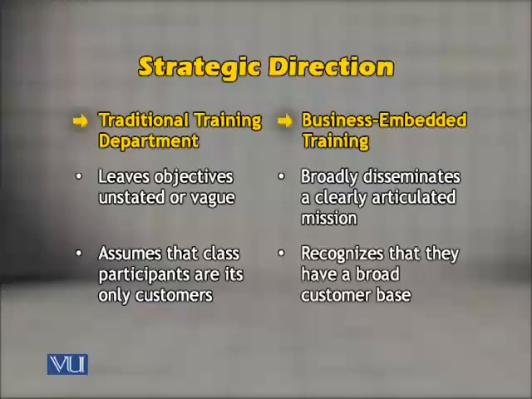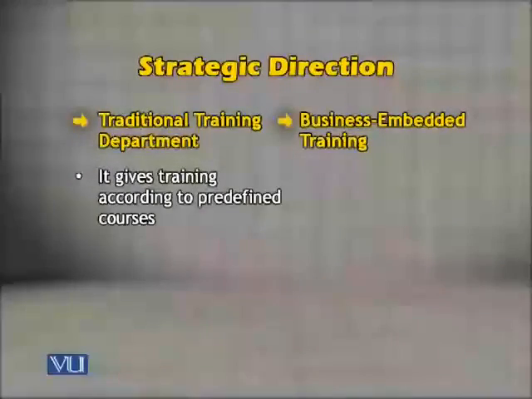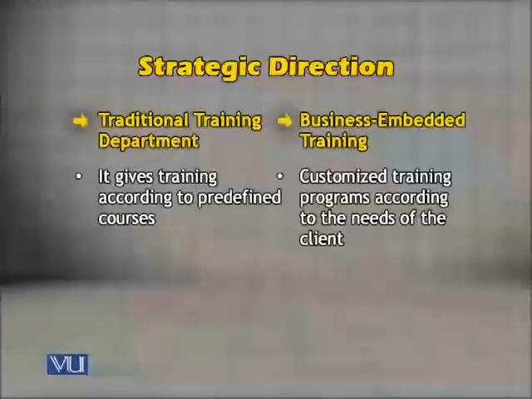Whereas in BE training, it recognizes that they have a broad customer base. As I just said, not just the employees, the participants, but also the managers and the senior managers are the customers of the training function. Then a traditional training model gives training according to predefined courses, like: you do this course, do the quality course, do the safety course. Whereas a business embedded training model customizes training programs according to the needs of the clients.